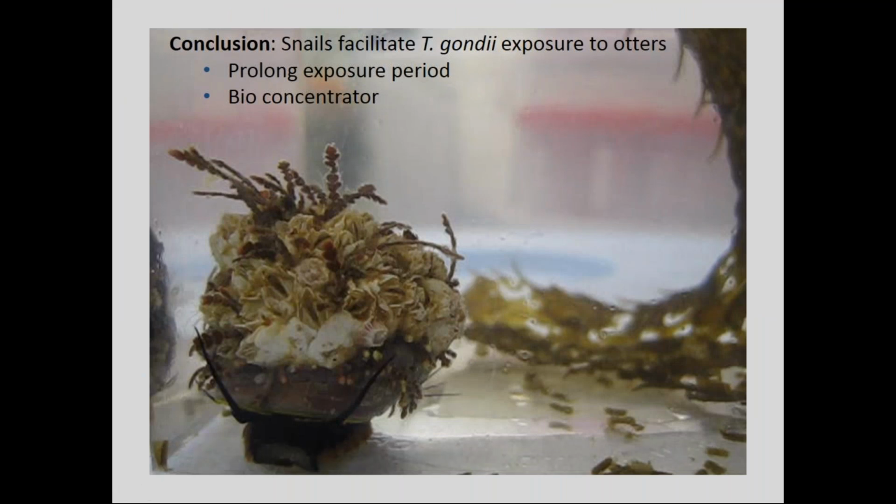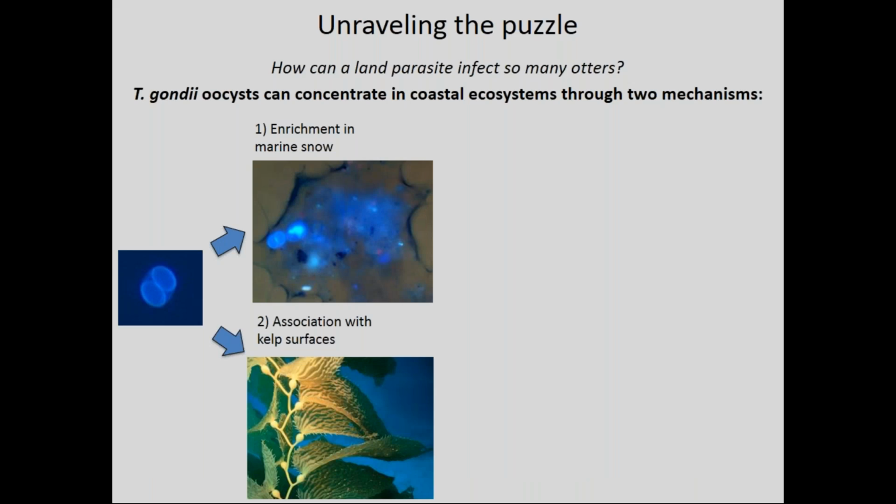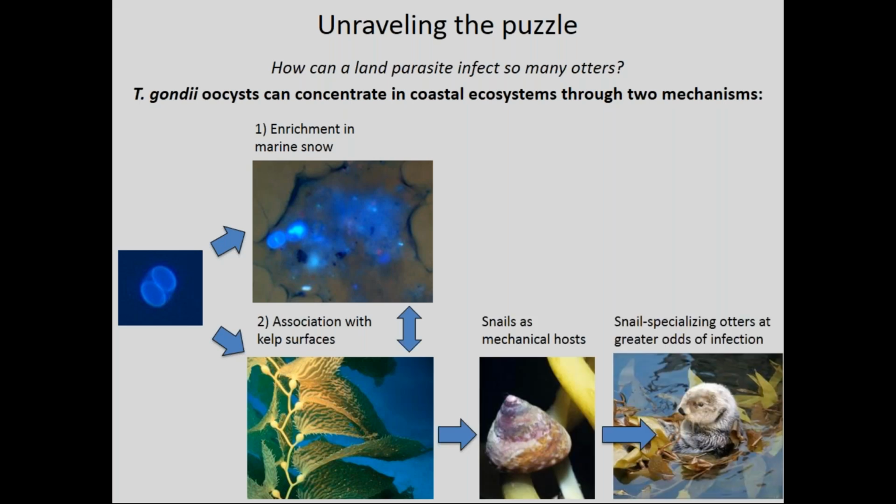So the conclusion from those studies was that Toxoplasma exposure to otters is facilitated by snails because snails can prolong the exposure period, and they also serve as bioconcentrators. So these are the 2 mechanisms that Karen proposed, that Toxoplasma oocysts can concentrate in coastal environments through these 2 mechanisms. One is enrichment in marine snow, and 2 is through the association with kelp surfaces, and that snails can serve as mechanical hosts.